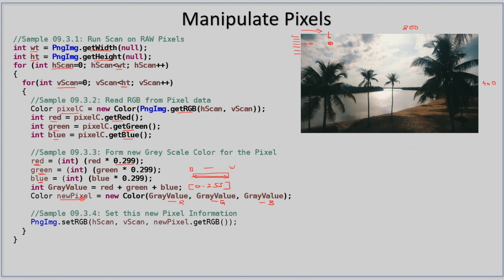Alright, once we get the new pixel, we use the same PNG image setRGB at the horizontal and vertical scan location. That's where we retrieved the color component. Now we are setting back the color component with the new pixel information. Once the loop ends, all the pixels will get modified and you will get the grayscaled image.